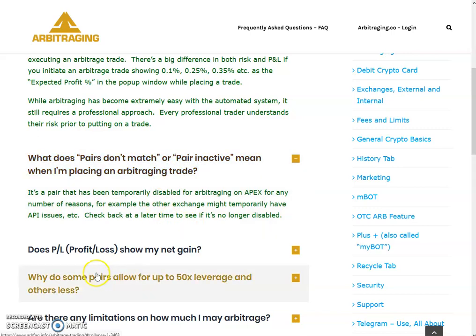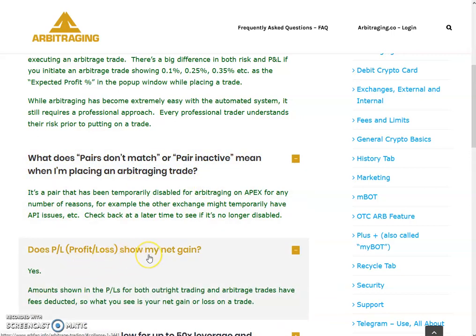Now let's move to question number 3. Does PL, profit loss, show my net gain? It is asking whether PL shows my profits after deducting the fees. It says yes, the amount shown in the PL for both outright trading and arbitrage trading has fees deducted. Outright trading means leverage trading or contract trading. So what you see is your net gain or loss on a trade. Okay, so it is already showing you your profit after deducting the fees from it.